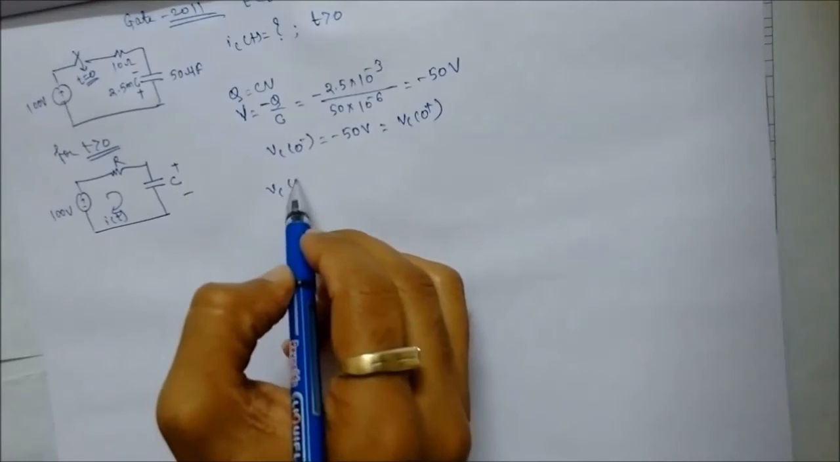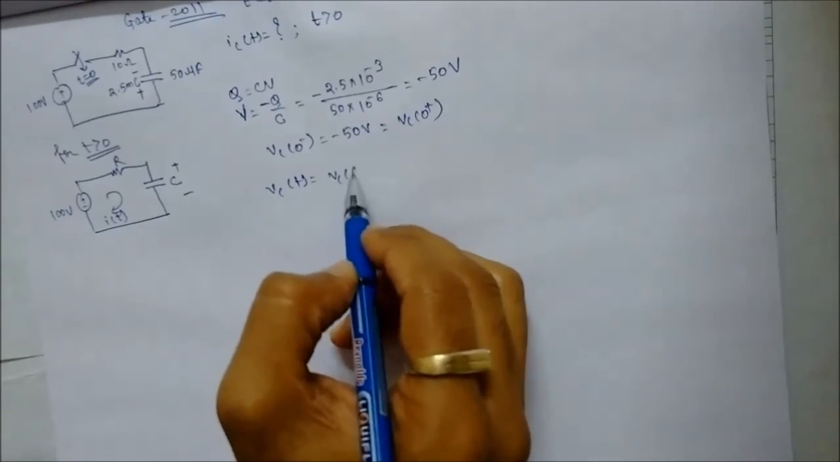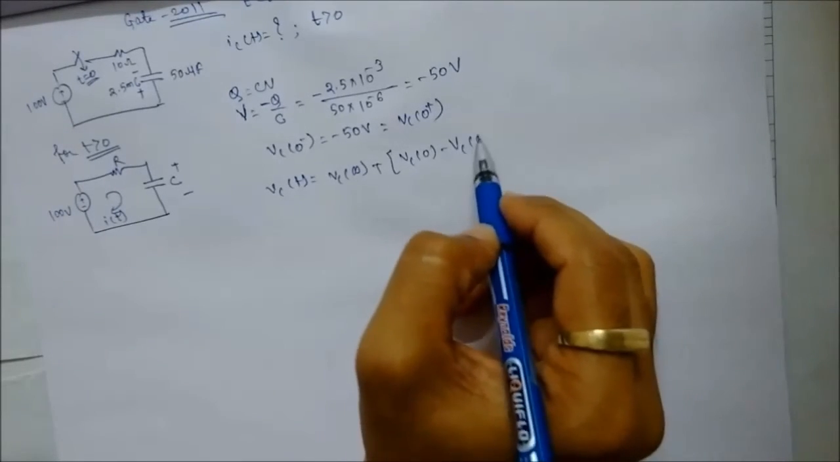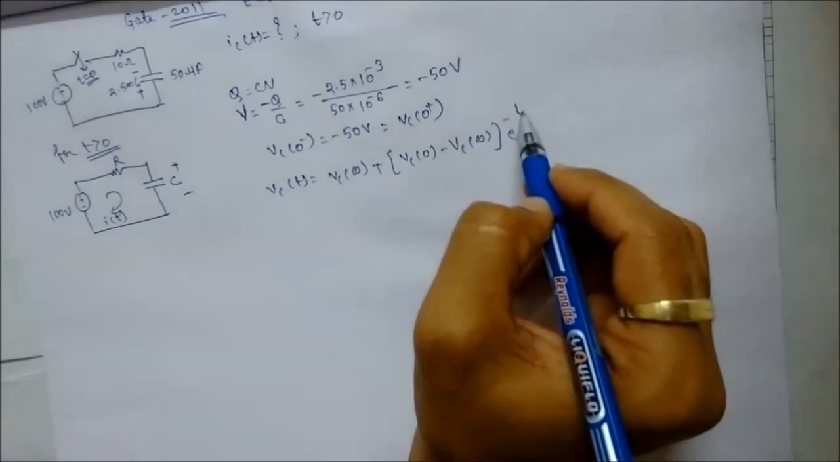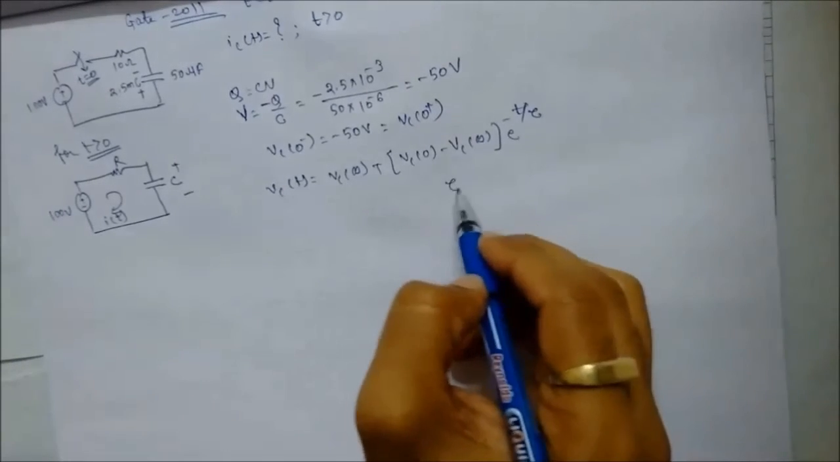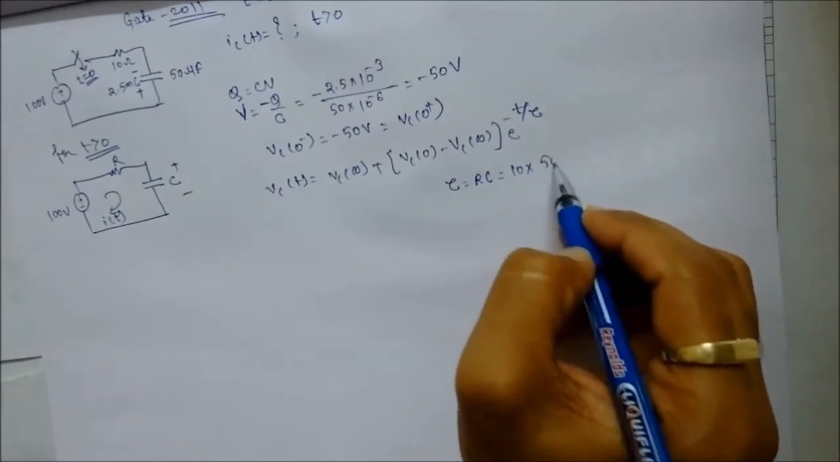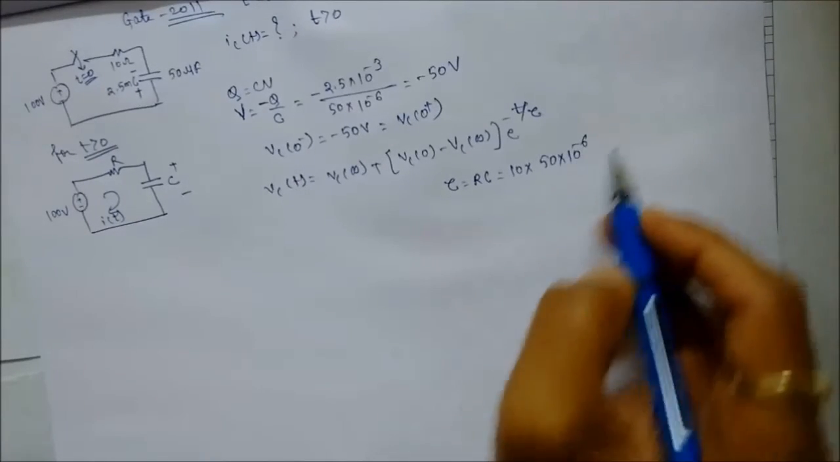Now we know that the equation of VC(t) is equal to VC infinity plus VC 0 minus VC infinity into e to the power minus t upon tau. What is tau? Tau is equal to RC, that is equal to 10 into 50 into 10 to the power minus 6 seconds.